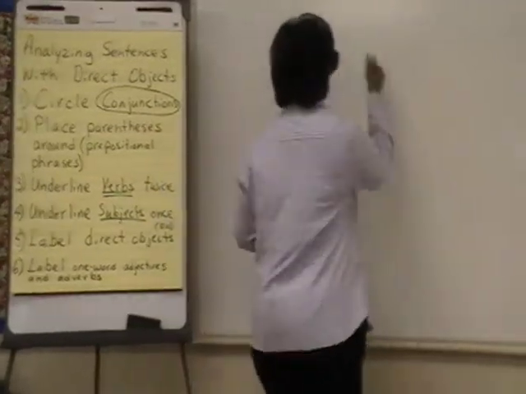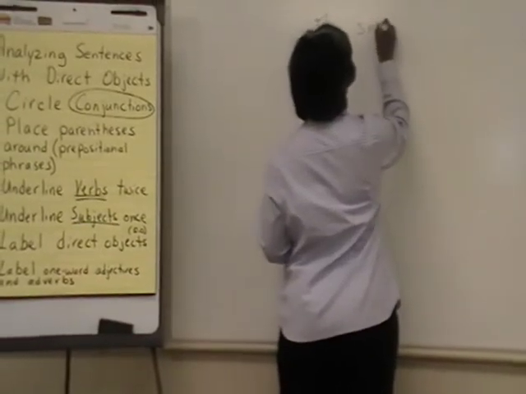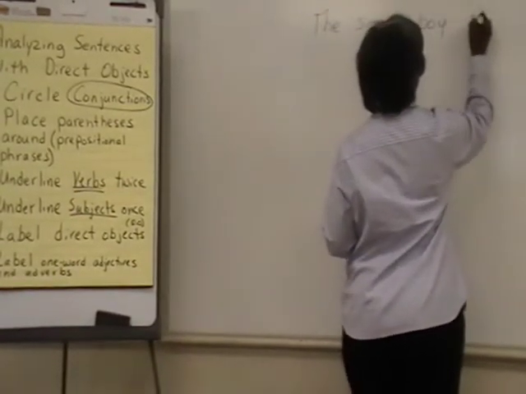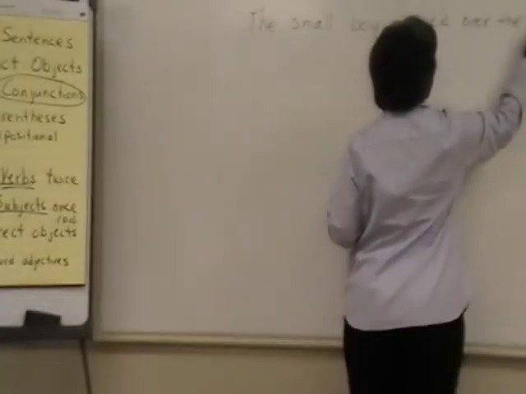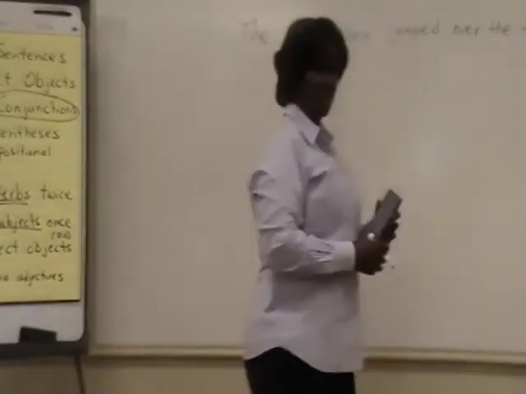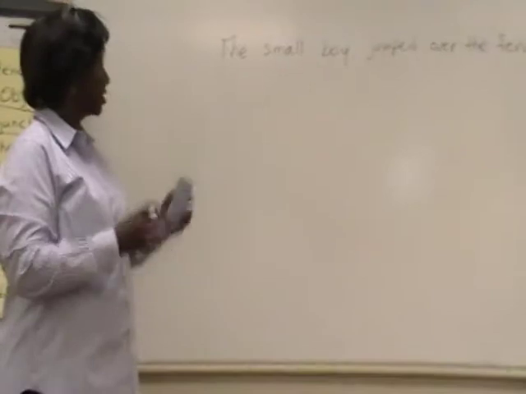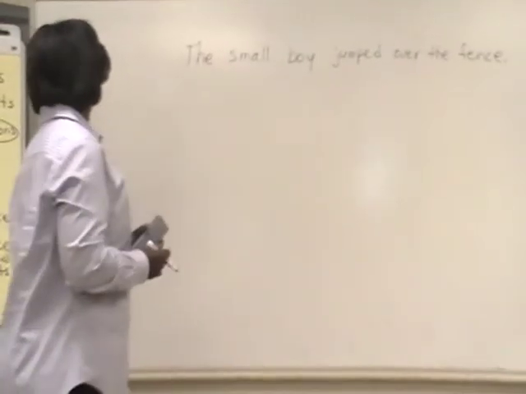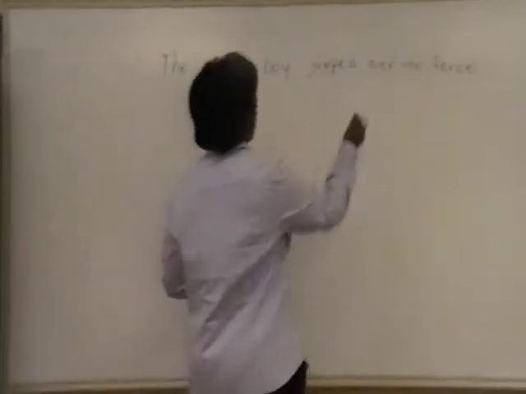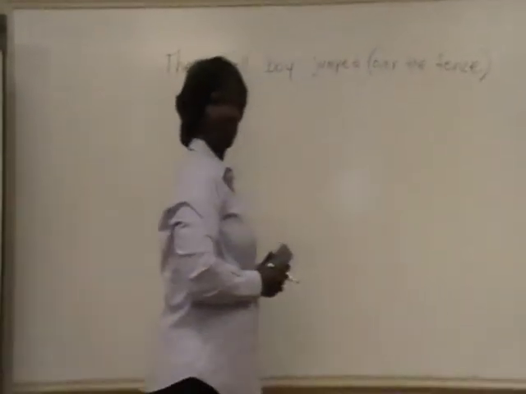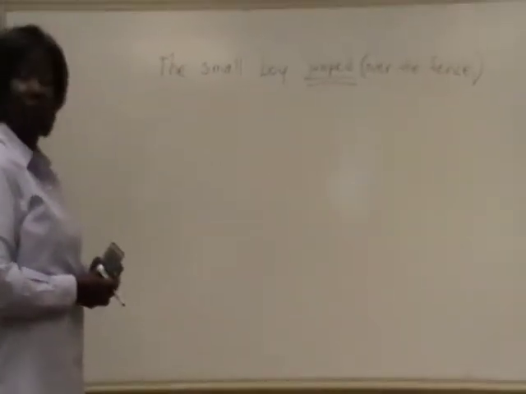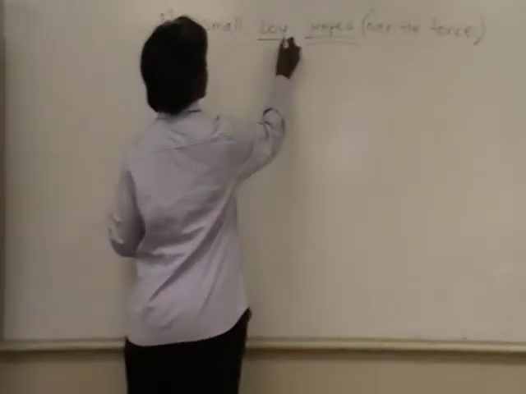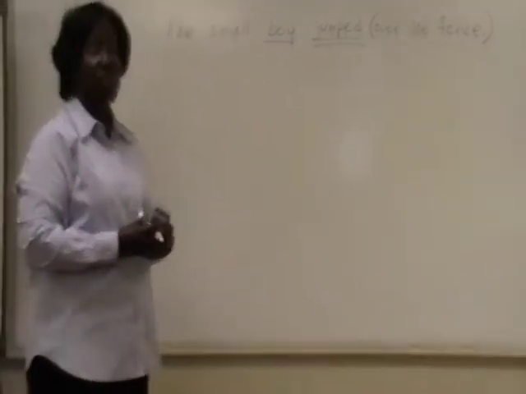The small boy jumped over the fence. You'll notice we have no conjunctions in this sentence, so you don't have to worry about those. The next thing you'll do is look for any prepositional phrases. Over the fence is a prepositional phrase. Next, you'll look for any verbs that you have in the sentence. Jumped. Then you look for any subjects you have in the sentence. Boy.